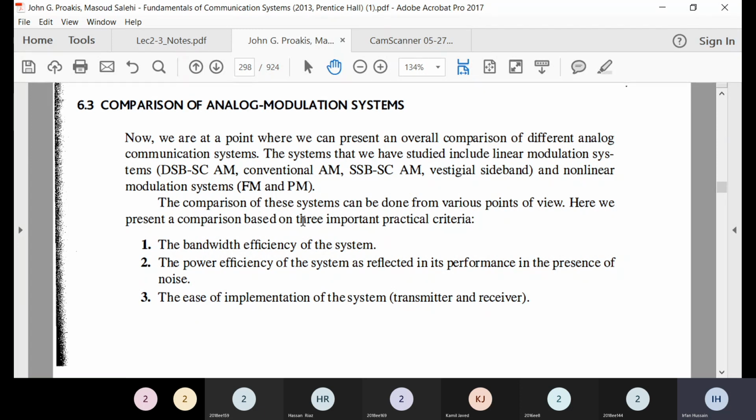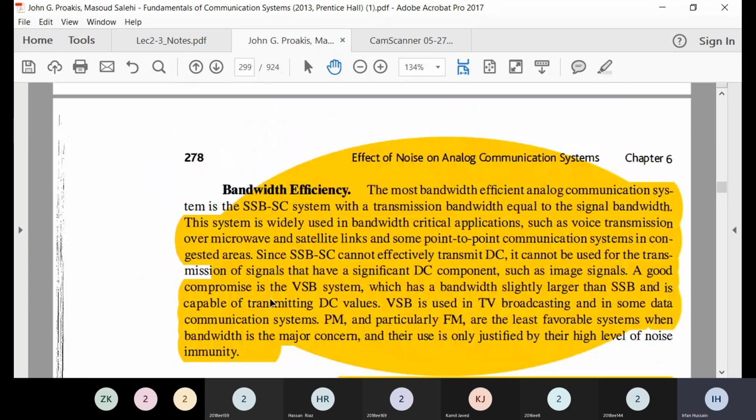So here there is a comparison based on three perspectives or three criteria. First criterion is the bandwidth efficiency, which system requires the least bandwidth. Then you have the power efficiency, which system requires less power for transmitting a given signal. And lastly, which system has easier electronics to implement its transmitter and receiver, or ease of implementation.